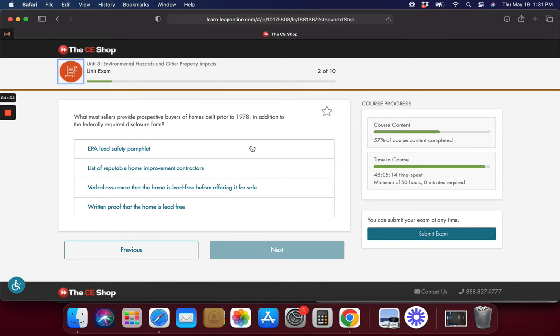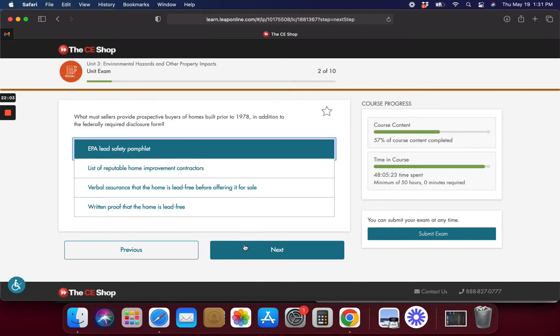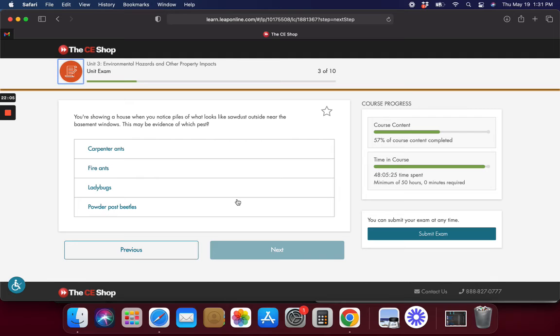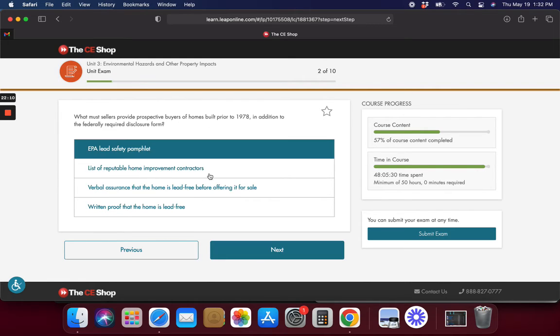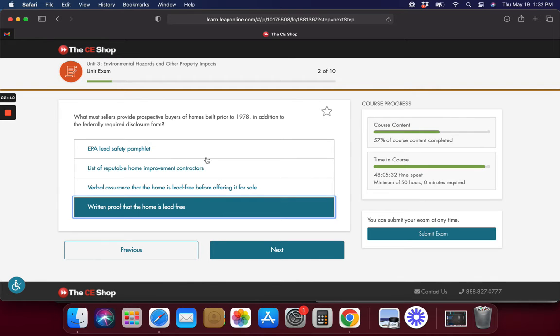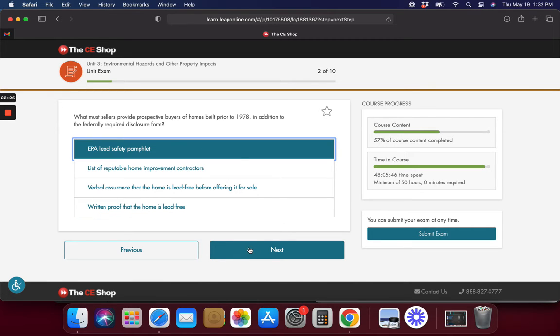Okay, what must sellers provide for buyers of homes built prior to 1978? Remember I said the lead. Let's go back and look at this. I think you need written proof that the home is lead-free. Disclosure form. Okay. All right. I think this one, this one's iffy.